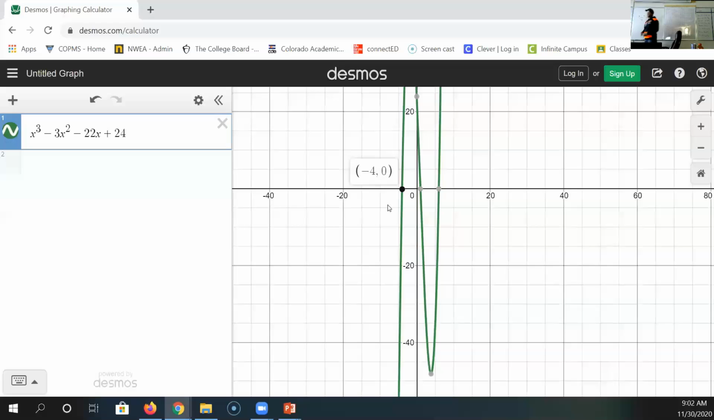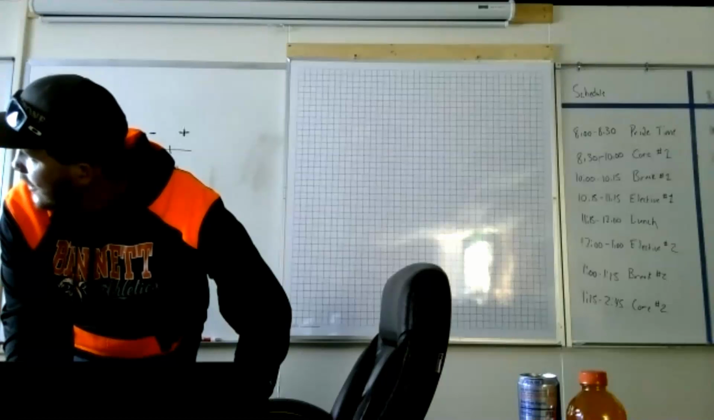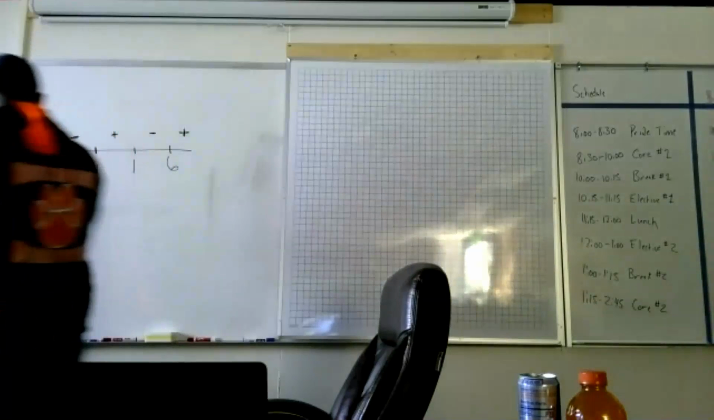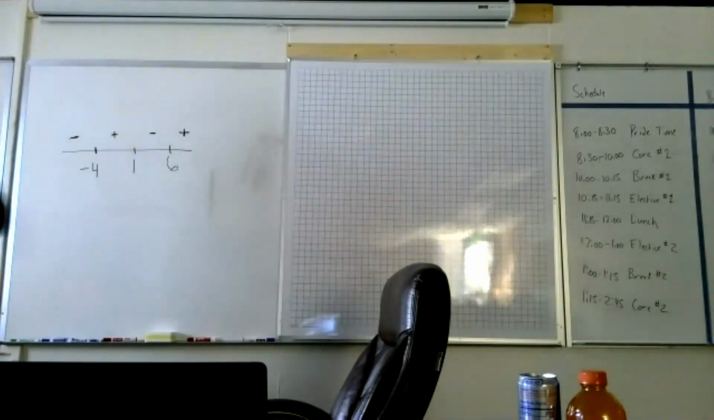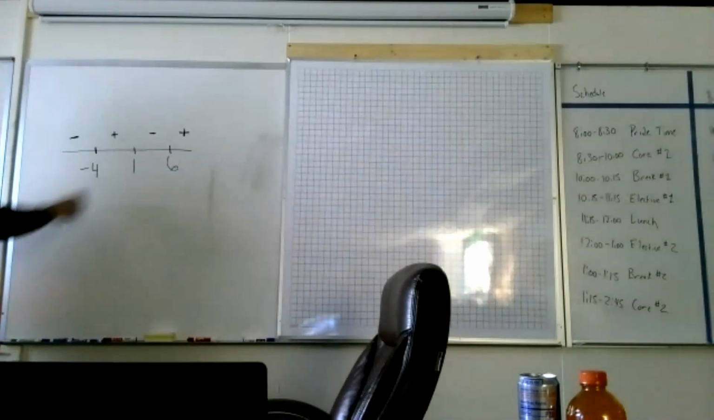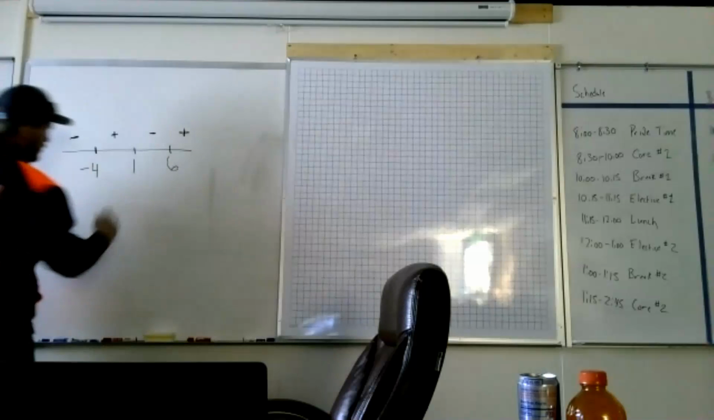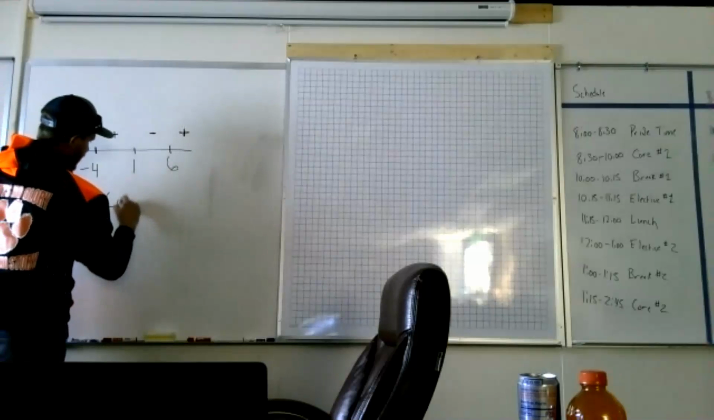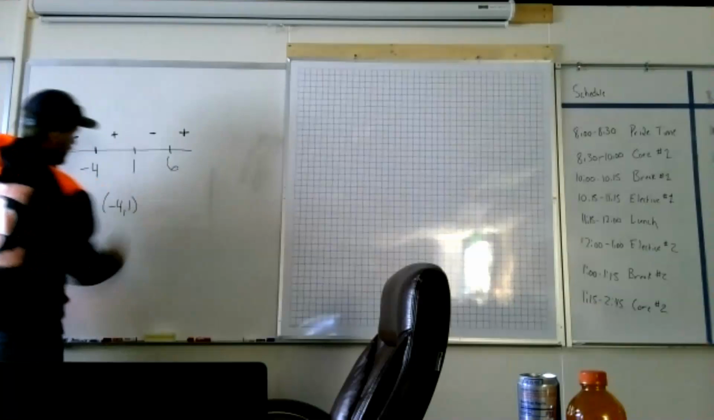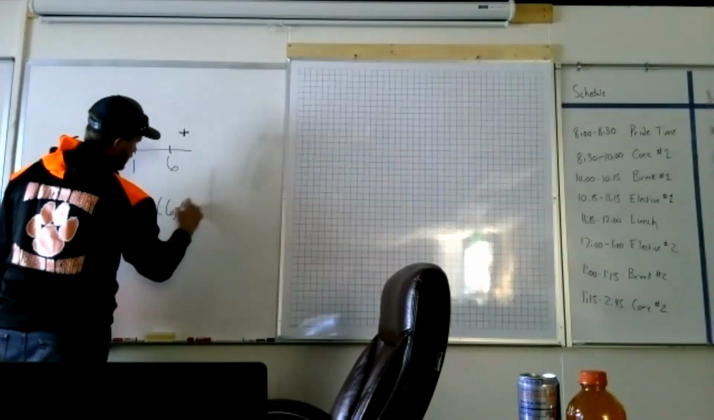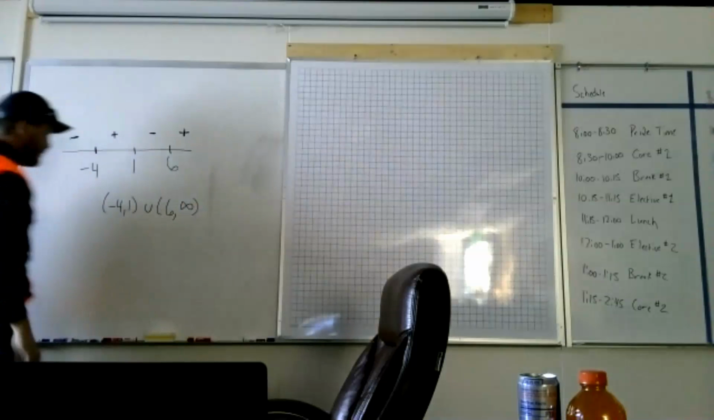So now I want to express that in interval notation. I'm going to be using parentheses because the original inequality was just greater than. It's not greater than or equal to. My solution occurs here and it occurs here. So in interval notation, between -4 and 1, with a union of 6 to positive infinity.